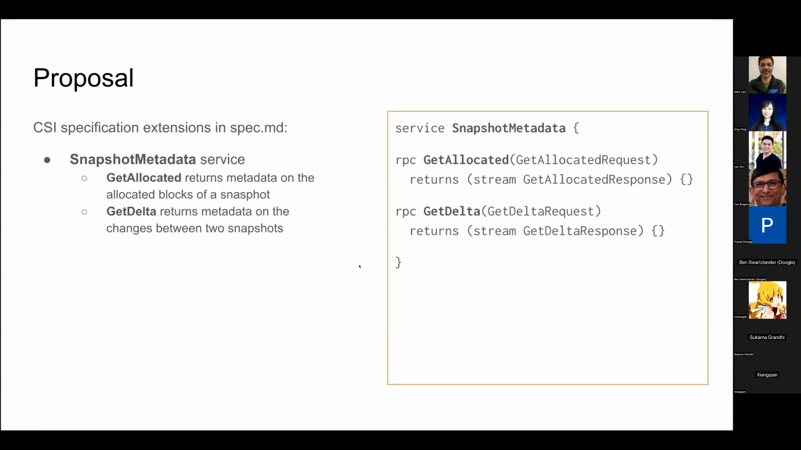So in this one, we had proposed adding a snapshot metadata service to the spec.md. And in that snapshot metadata service, there'd be two RPCs, get allocated and get delta. The first one being to return metadata on the allocated blocks of a snapshot, and the second to get the changes between two snapshots. The first one would be used typically for a first full backup, and the second one would be used for incrementals. These are, I think, relatively straightforward.